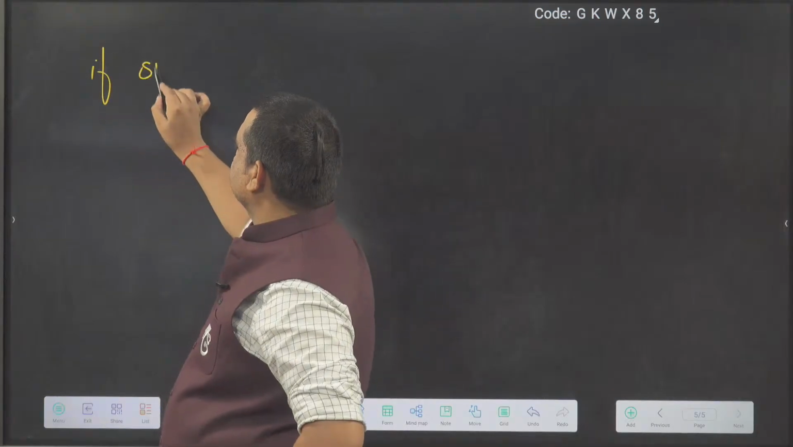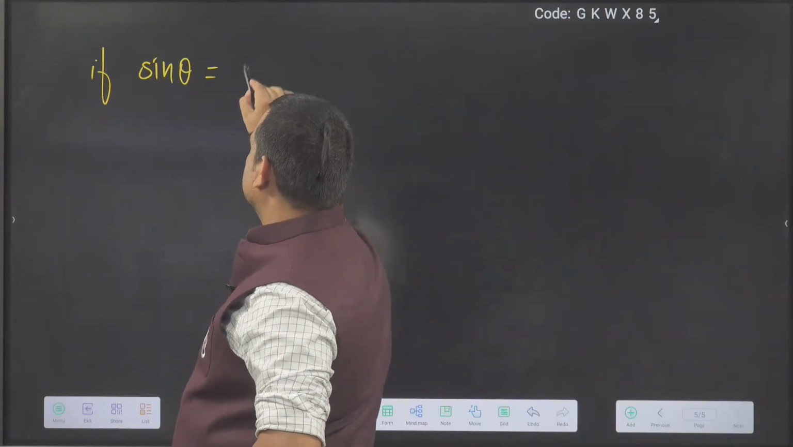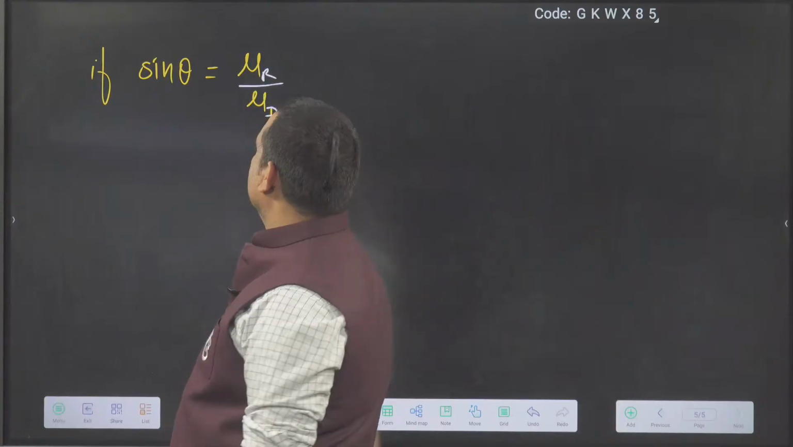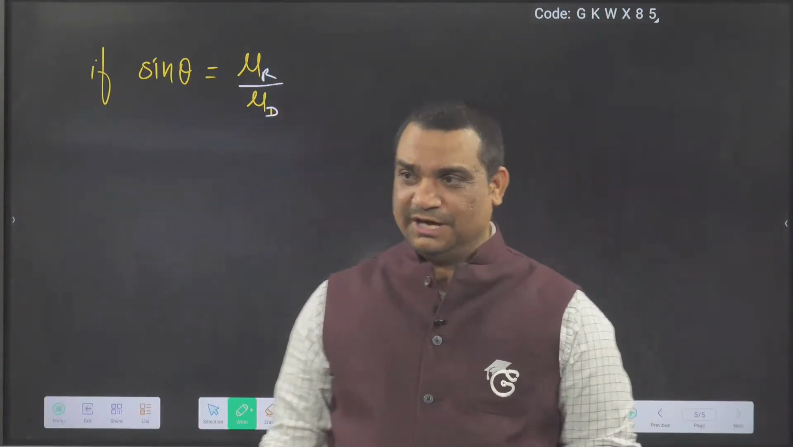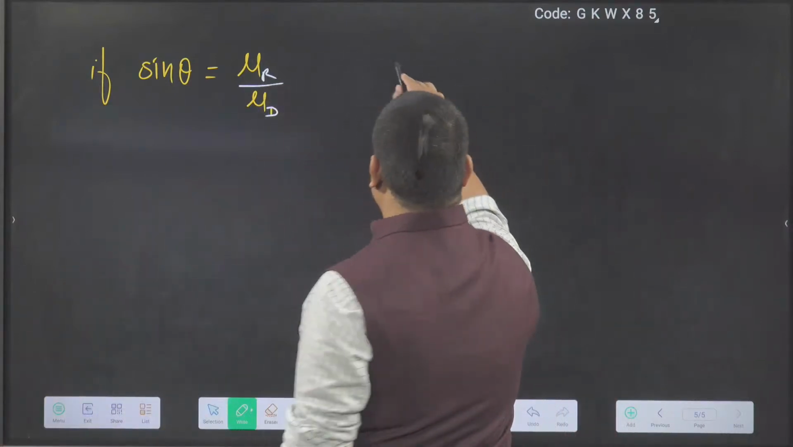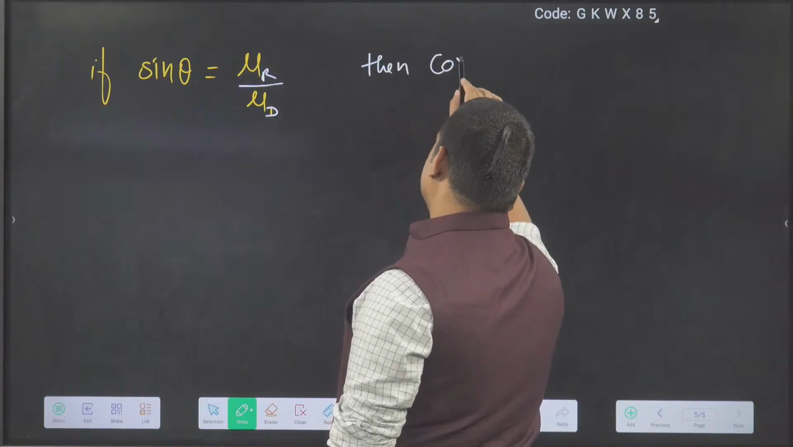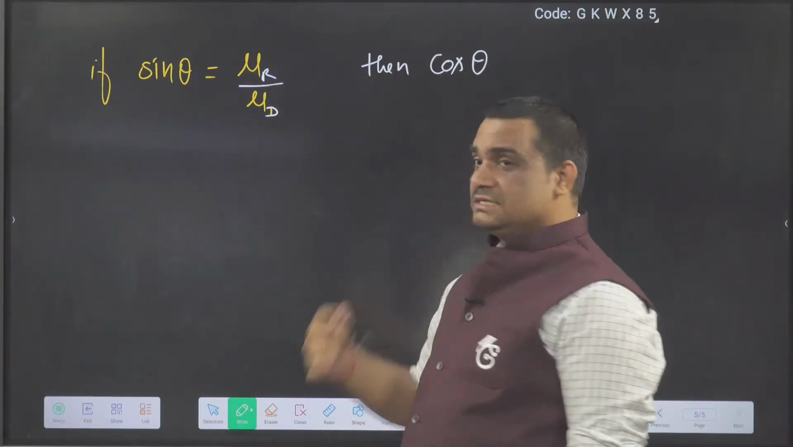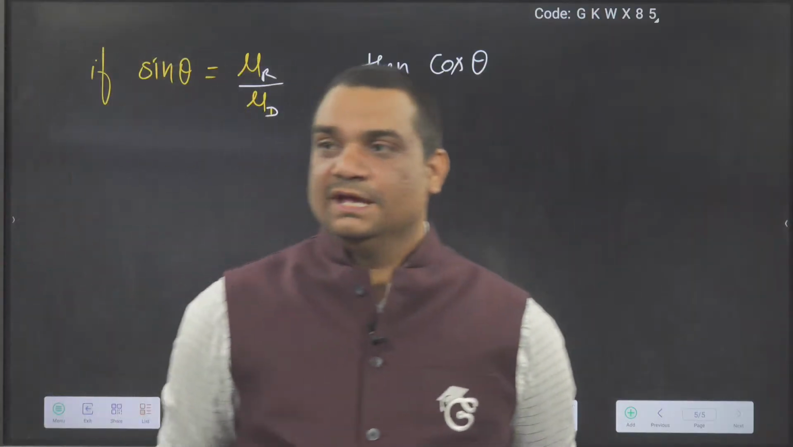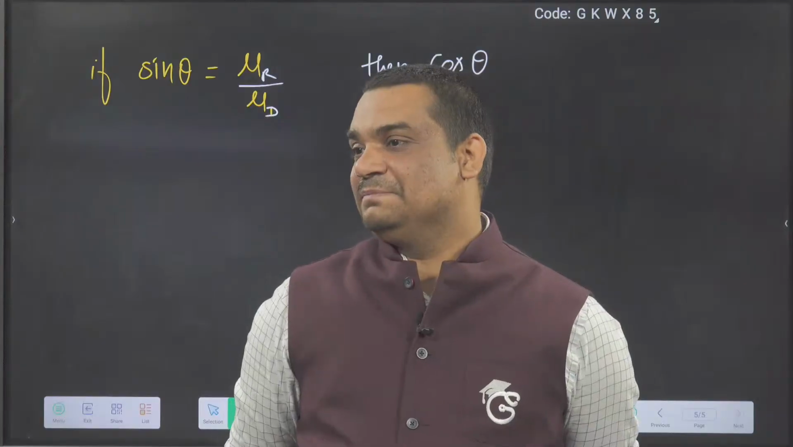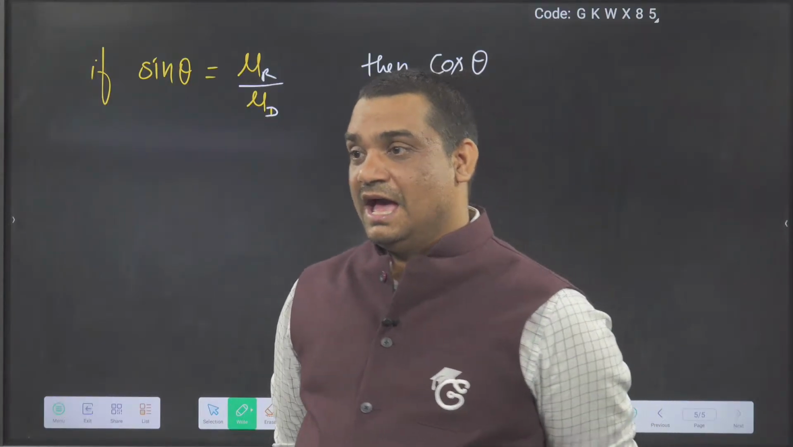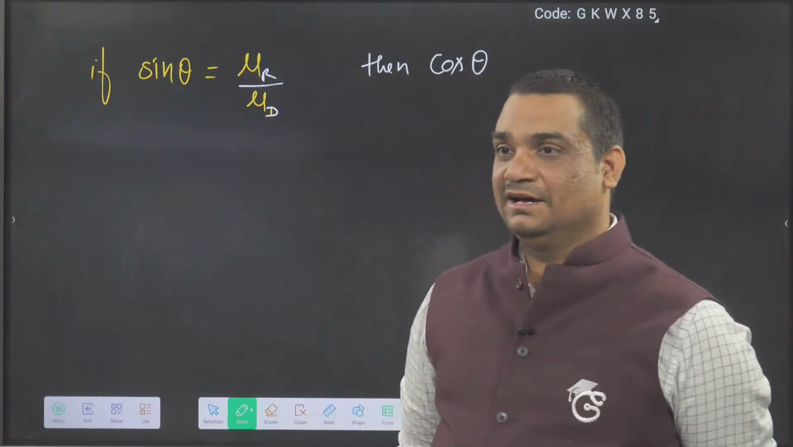If sine theta equals mu r by mu d, I'm just using this, and it will be used somewhere again. Sine theta equals mu r by mu d, then what is cos theta? Sine theta is mu r by mu d. You have to tell me cos theta. In optical fiber, somewhere this formula will come and this will be used. I'm not discussing optical fiber, I'm just taking the use case of that.